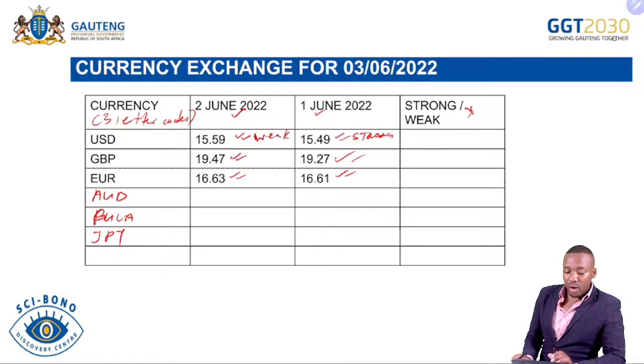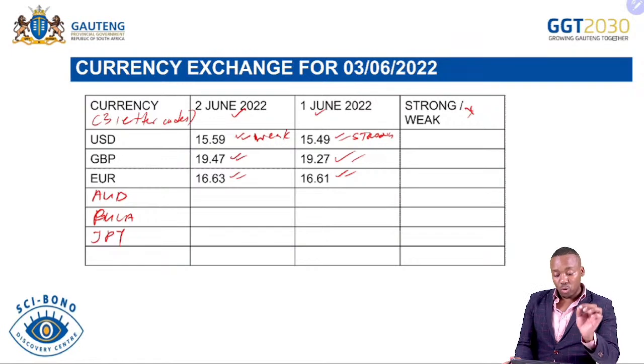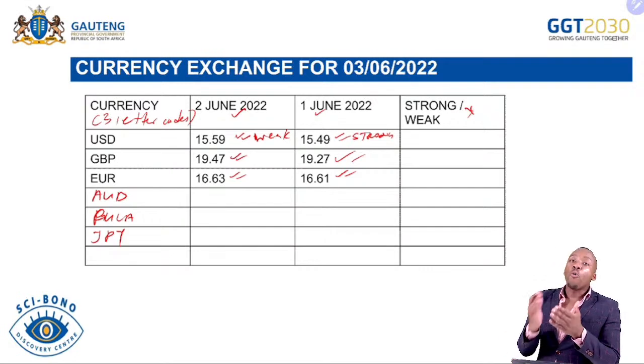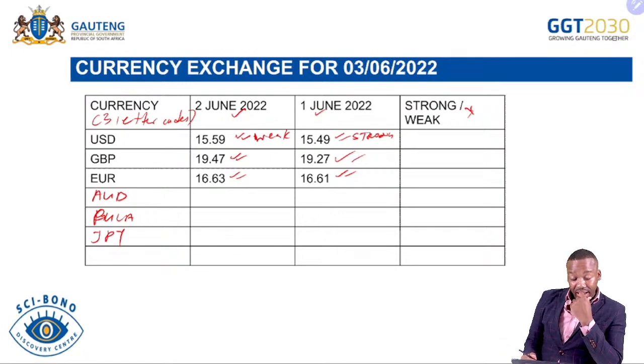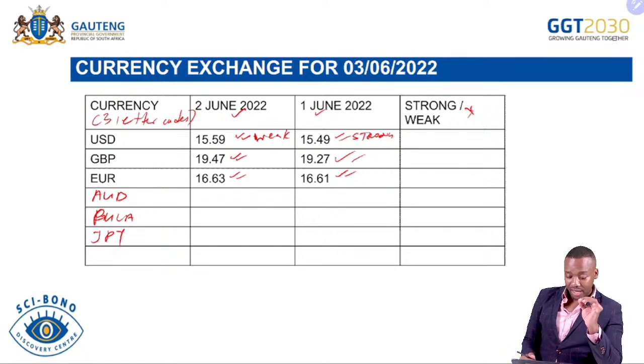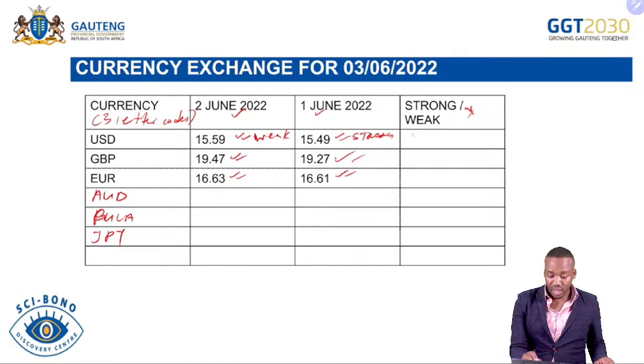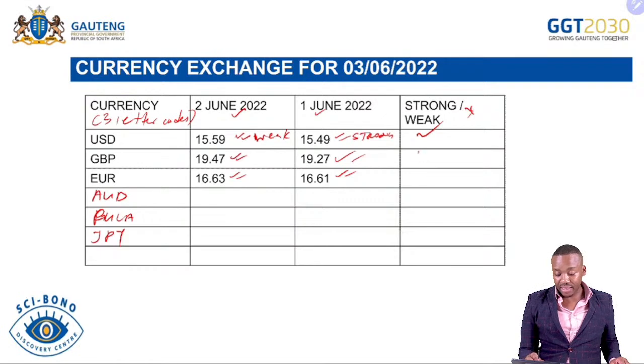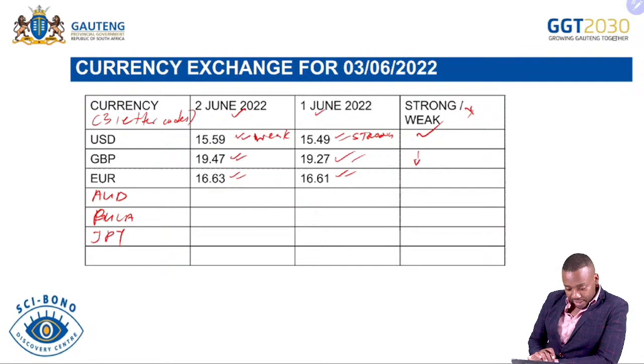So here we will say on the second, our currency was weak. Why? Because we were paying 15 rand 59 cents. Then our currency on the first was strong because we were paying 15 rand 49 cents. Right? We need to pay less to buy foreign currency. So when we are paying less, then you know that the currency is strong. But when you are paying more, then you know that the currency is weak. Right?